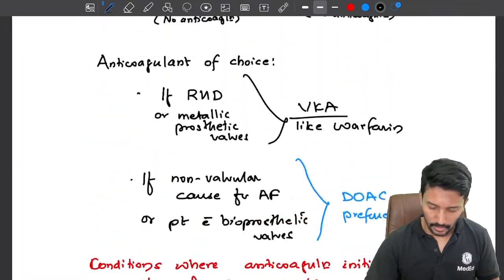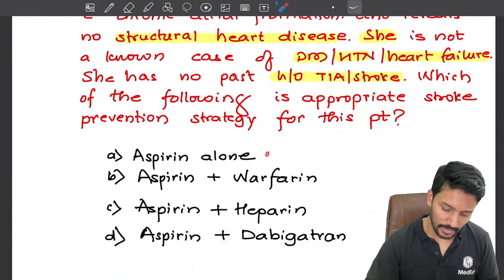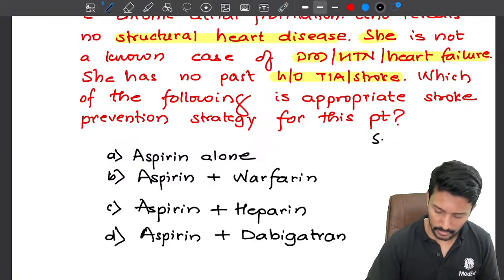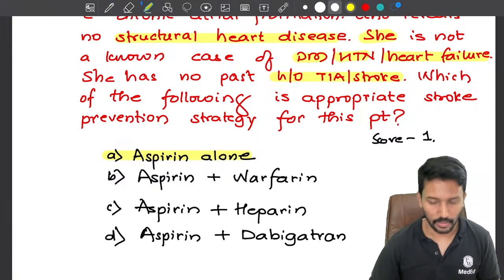Okay, clear? Now coming back to the question, what should be our answer here? The answer should be aspirin alone, because the score here is only 1, right? Score here is 1, less than 3 for a female, we will be giving aspirin alone.